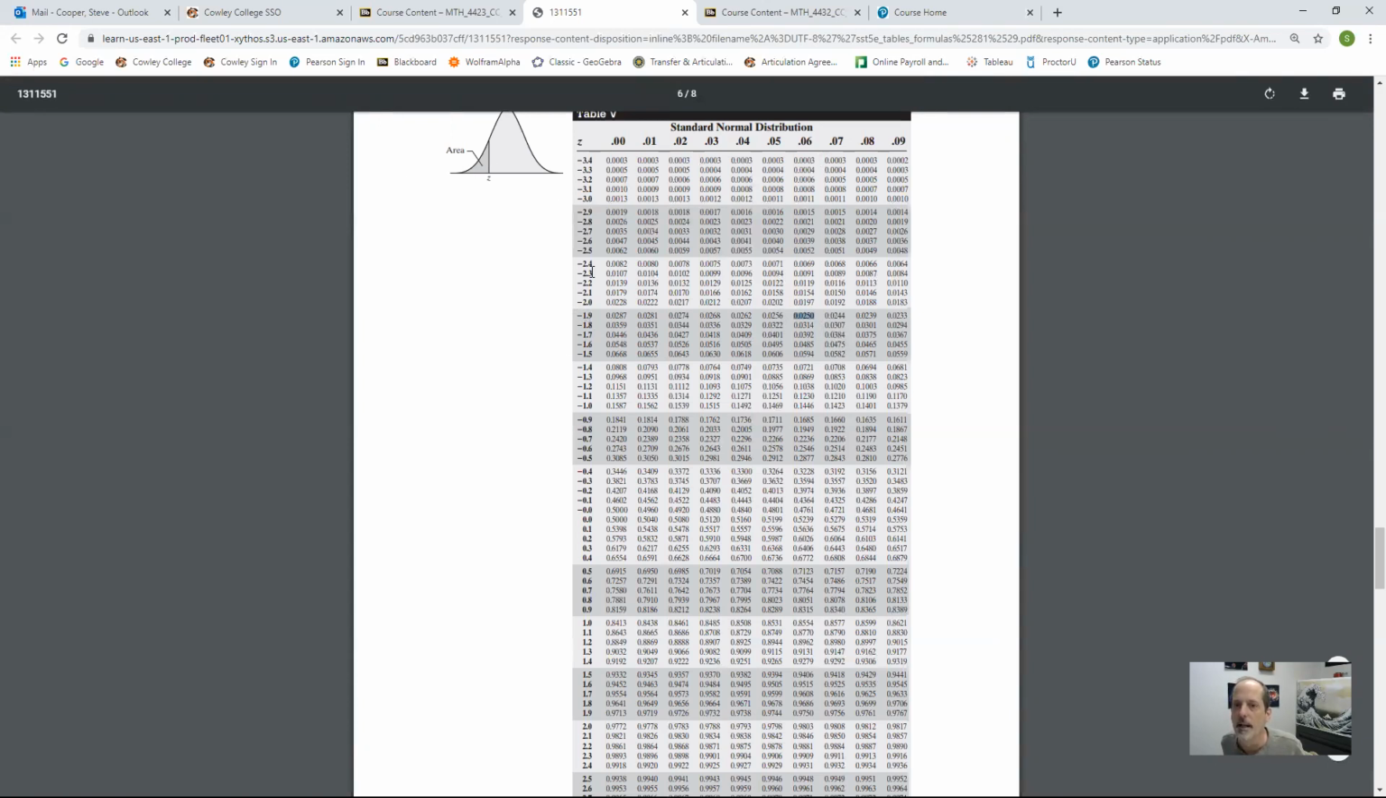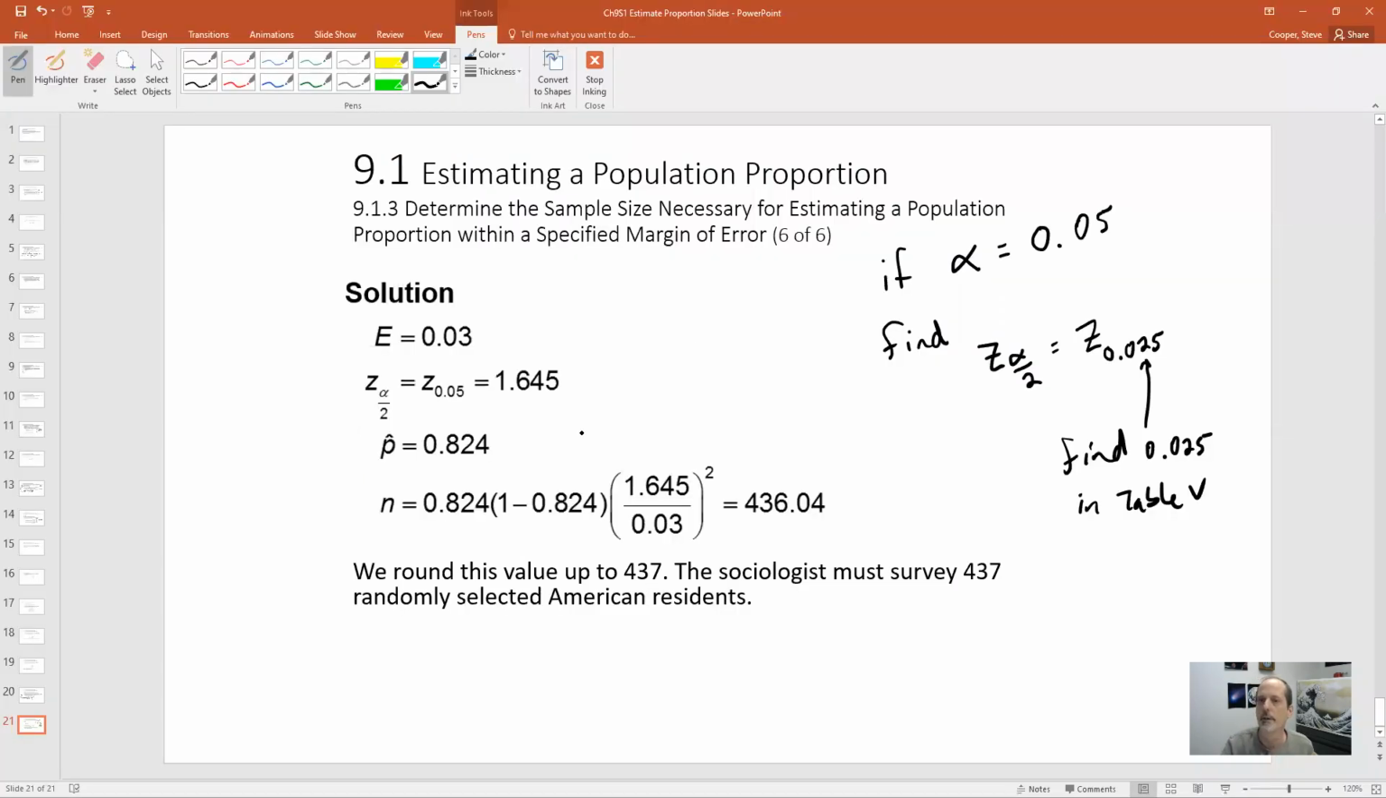But remember, this is interpreting this as the area to the left. And because the normal distribution is symmetrical, I can just jump over the 0, and the area to the right would be identical to the area to the left. But instead of being negative 1.96, it would be positive 1.96. So we can say that Z sub 0.025 is positive 1.96.